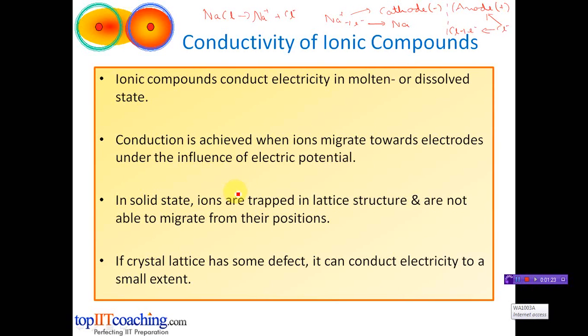In the solid state, the ions are trapped in lattice structure and are not able to migrate from their fixed positions in the lattice. However, if the crystal lattice has some defects, it can conduct electricity to a small extent. Now suppose there is a defect in the crystal lattice in the form of vacant lattice site.